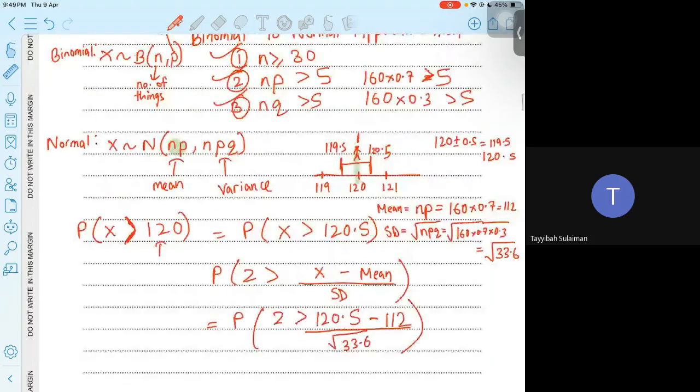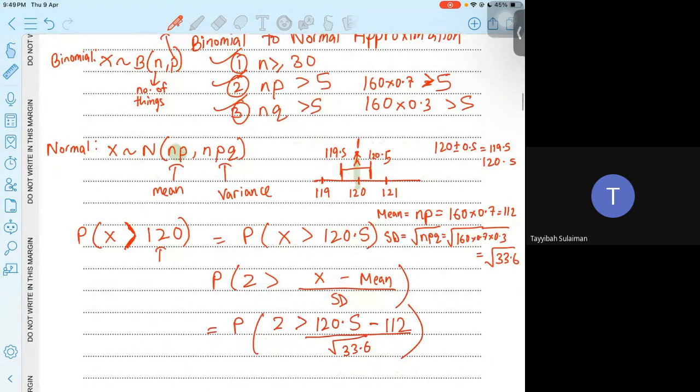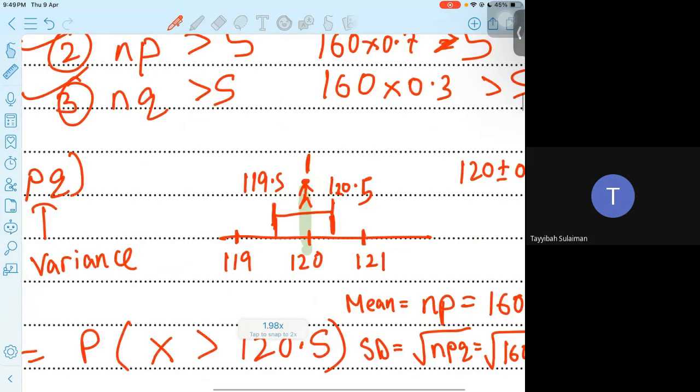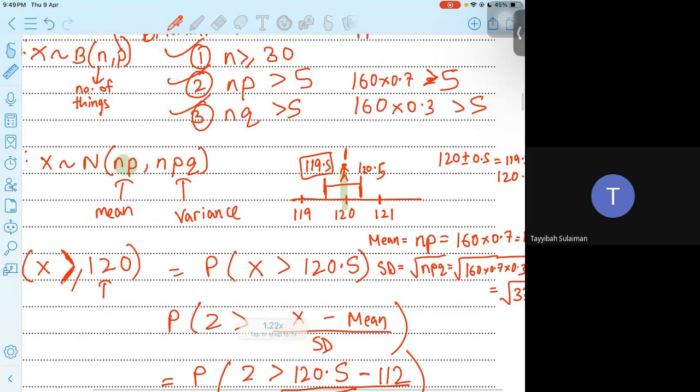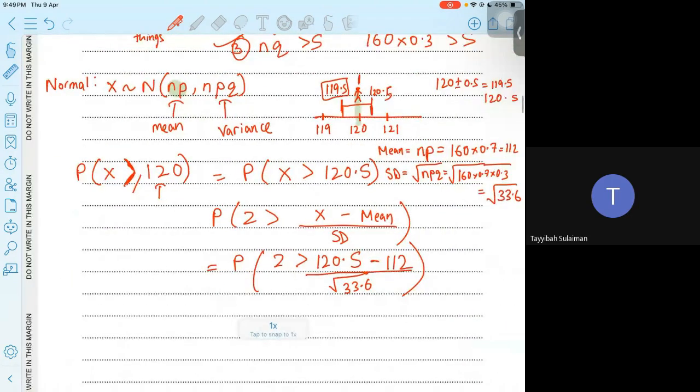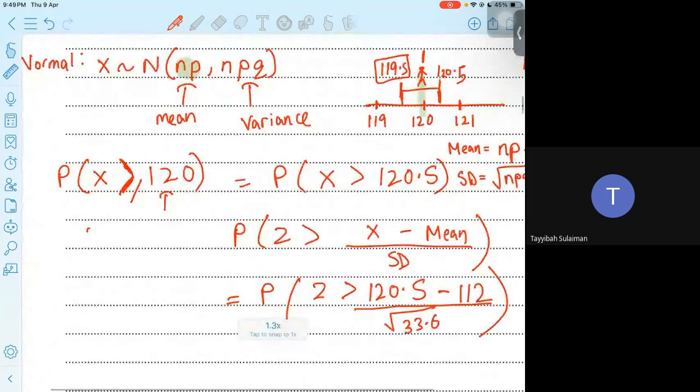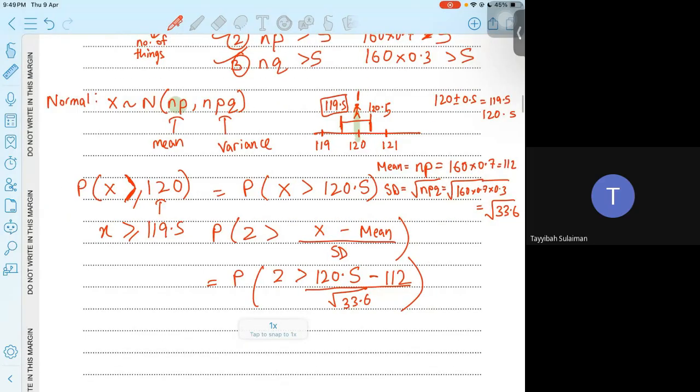So when it's greater than or equal to 120, you're referring to this point, right? Yes. At that point in time, you'd have to choose this value. Sorry, wait, let's just think about it for a second. If you take 119.5 at that point, and you take a value of x that is greater than this, do you not cater to 120 as well?